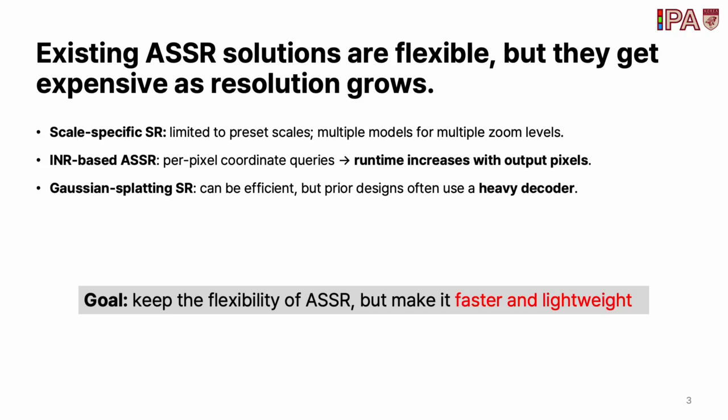ASSR methods exist, but efficiency is the bottleneck. If you stick to scale-specific SR, you're locked into preset ratios, or you end up maintaining multiple models. If you use implicit representation, you usually query a network at many coordinates, which means the computation grows with the number of output pixels, so high-resolution output can get slow.